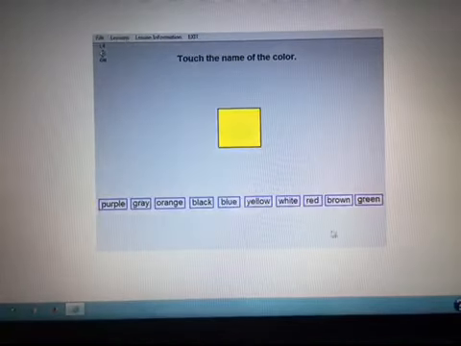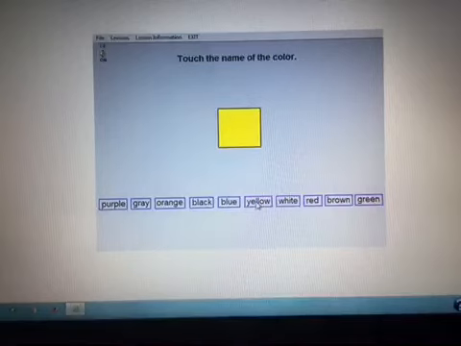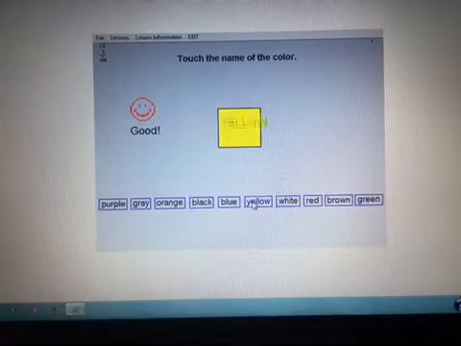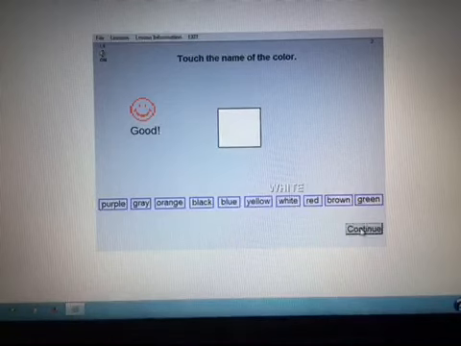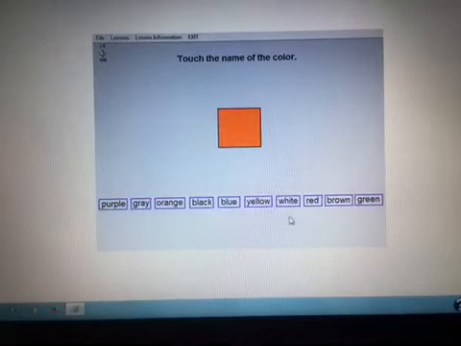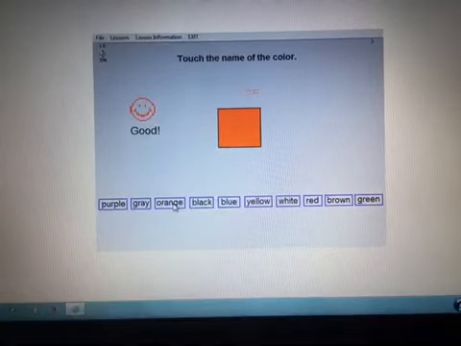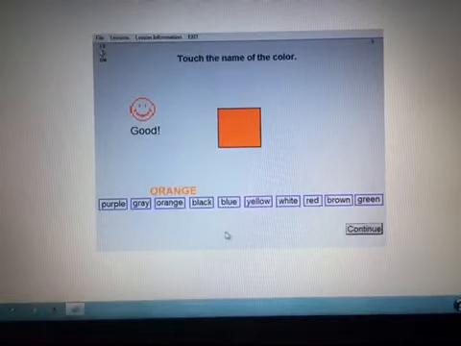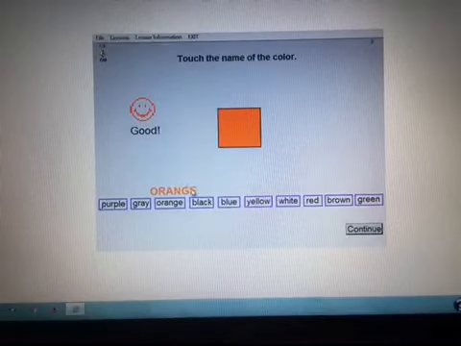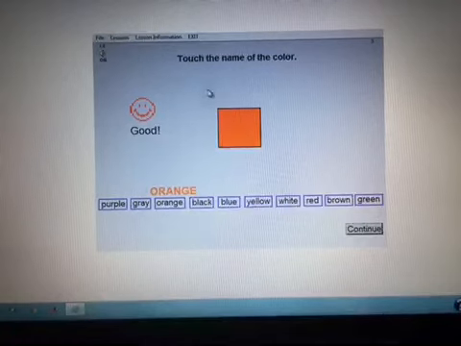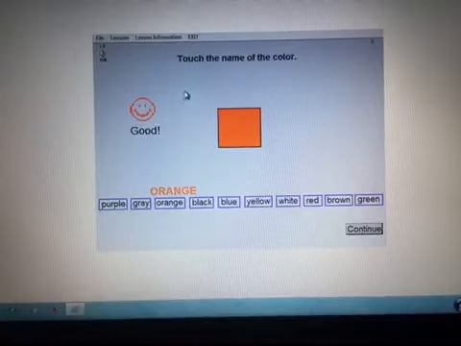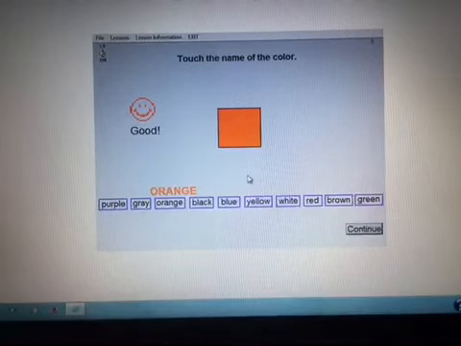Touch the name of the color. Good, yellow. Touch the name of the color. Good, white. Touch the name of the color. Good, orange. So I believe you understand now that while this is seemingly a very simple concept, we are increasing it to actually beginning to read.